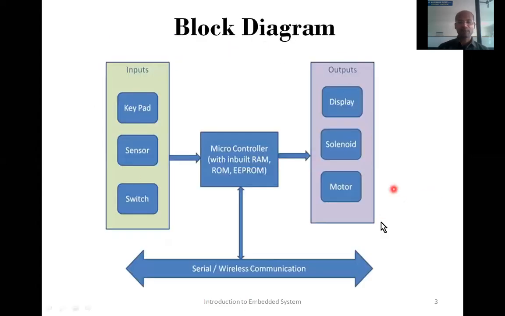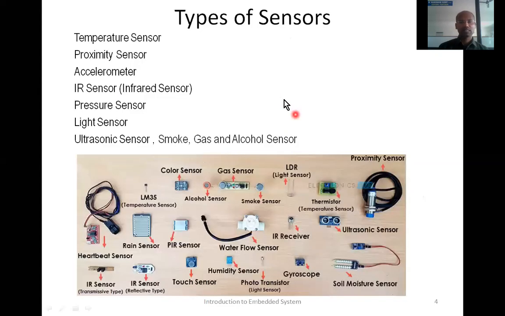And this is the block diagram of an embedded system. It has a microcontroller, which is a microprocessor plus these peripherals: RAM, ROM, EEPROM, USB, UART, I2C, SPI. Along with this, it has input devices to get the data from the outside world, and it has output devices to express these outputs either in the display or mechanically by using solenoids and motors.